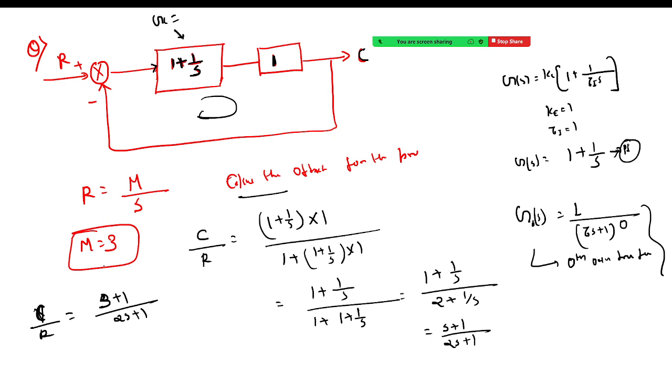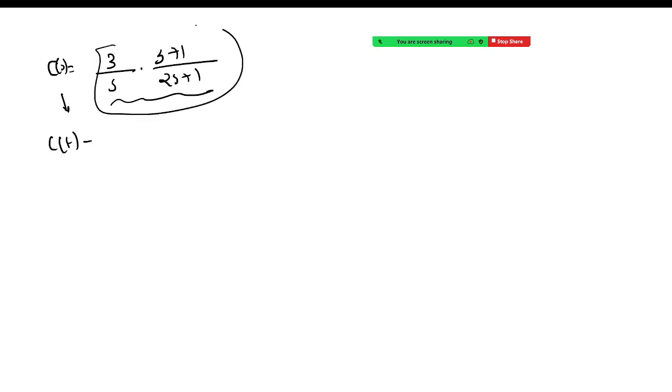So now the next thing is that R is equal to M by s, that is 3 by s. So can I write C equal to 3 divided by s into s plus 1 divided by 2s plus 1? Is it fine? So the value of C(s) is 3 upon s into (s plus 1) divided by (2s plus 1). Now this is C(s), and I want to convert this into C(t), so I'll have to take the inverse Laplace of this particular function.